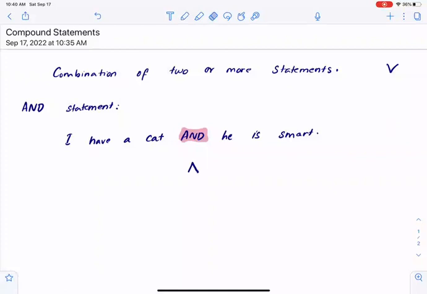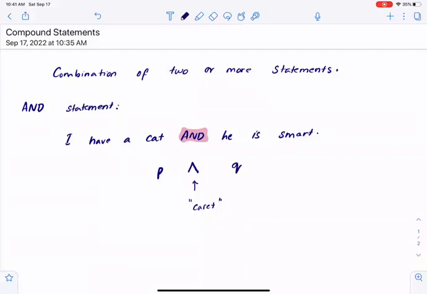So, and is denoted by that caret symbol. It is called a caret, not as in the carrot that we eat, or avoid. It's caret as in C-A-R-E-T. I have a cat. I can call that statement P, and he is smart. I can call that statement Q.